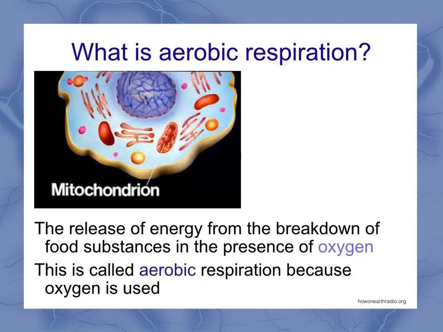So what is aerobic respiration? Well, this is the release of energy from the breakdown of food substances in the presence of oxygen. And this is called aerobic respiration because oxygen is used. And remember that it takes place in little organelles inside the cell called mitochondria. So single is mitochondrion. And these produce a large amount of energy. So respiration produces a large amount of energy if oxygen is present.